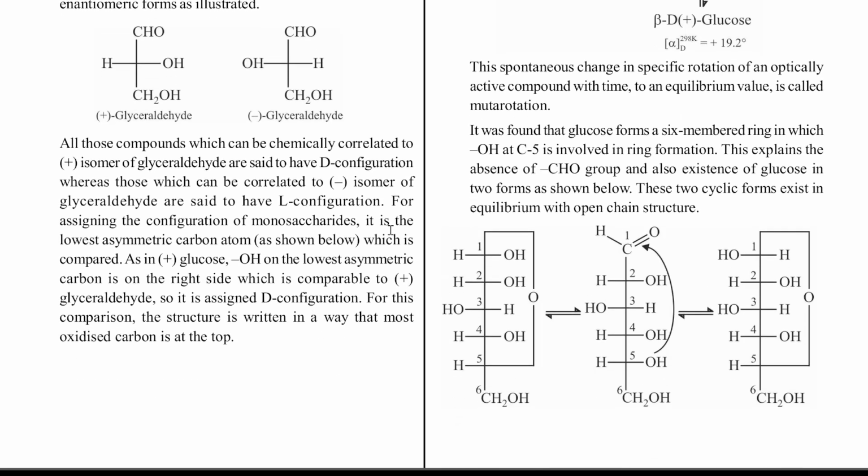For assigning configuration of monosaccharide, it is the lowest asymmetric carbon atom, which is shown above. As in positive glucose, OH on the lowest asymmetric carbon is on the right side, which is comparable to the positive of the glyceraldehyde. So this is assumed D configuration.